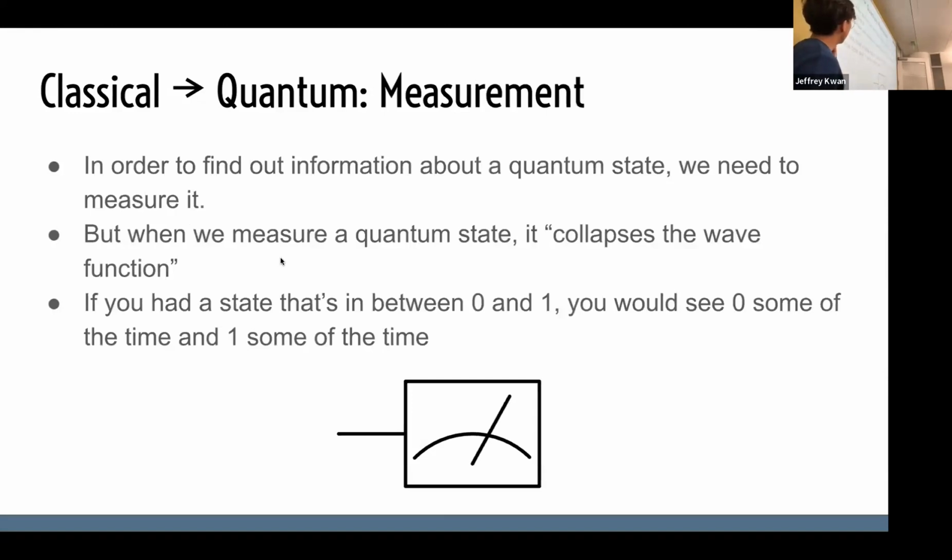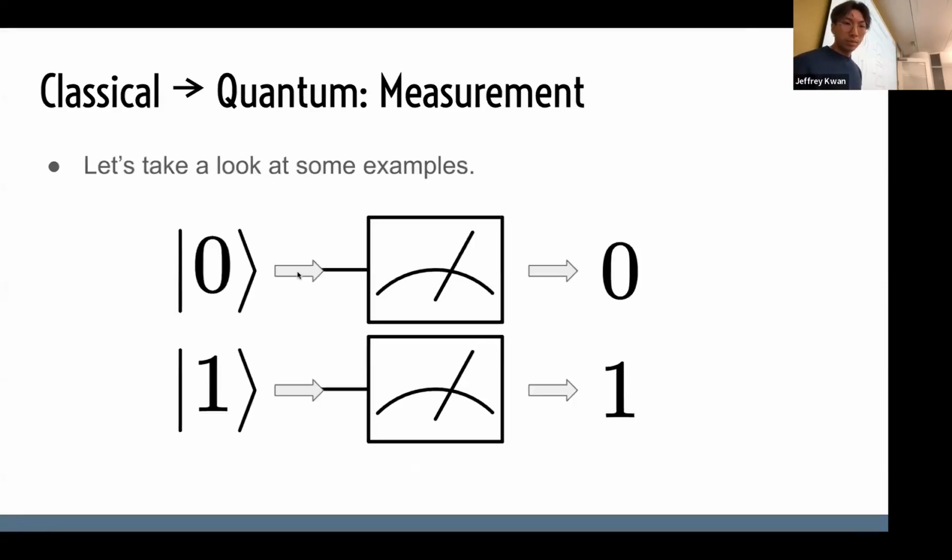At the end of the day, after all these gates, you have some random vector, but you need to somehow measure the state in order to know something about it. This is kind of physics. I'm going to brush over the details, but essentially when you measure this quantum state, you collapse it. So if you have a state that I showed earlier, sometimes you'll see a 0 and sometimes you'll see a 1.